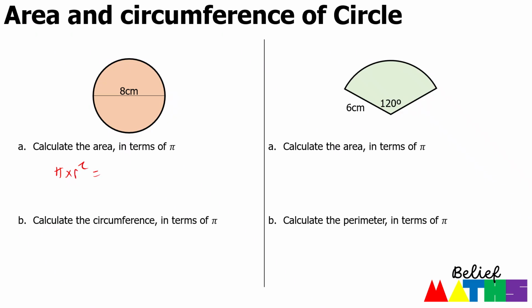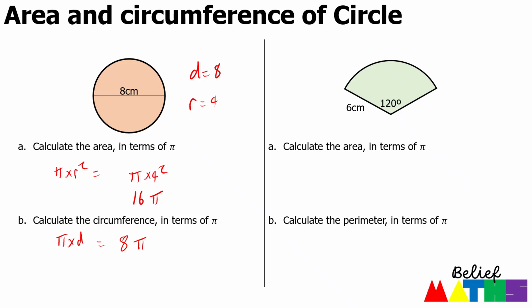In this case, this is the diameter, so the diameter is 8, so the radius is 4. So therefore all you need to do is pi times 4 squared, which is 16 pi. Circumference is pi times diameter, so therefore it's just 8 pi. And there's your two answers.